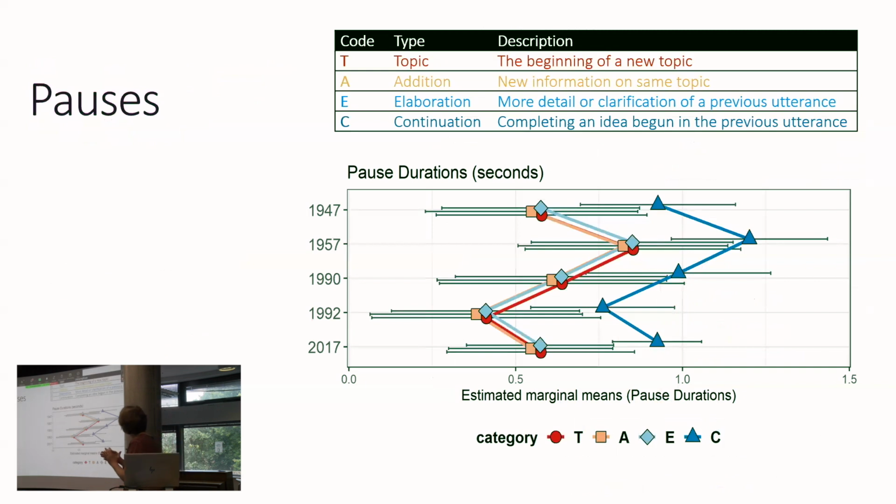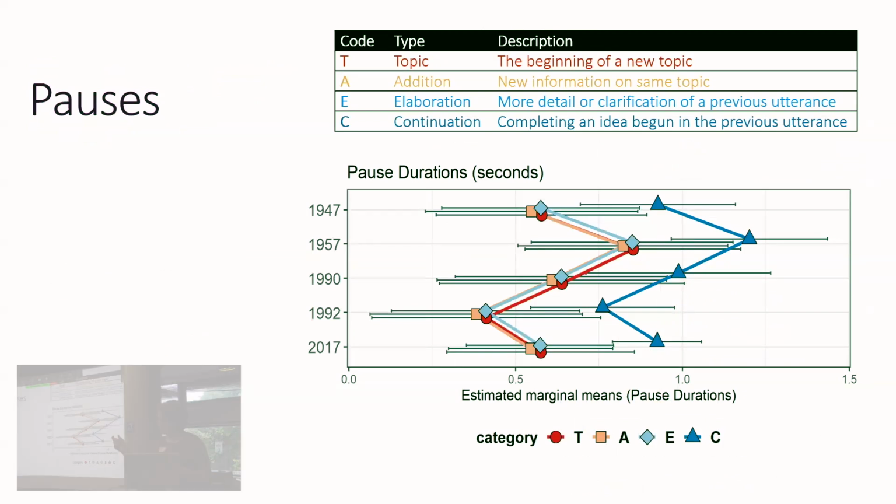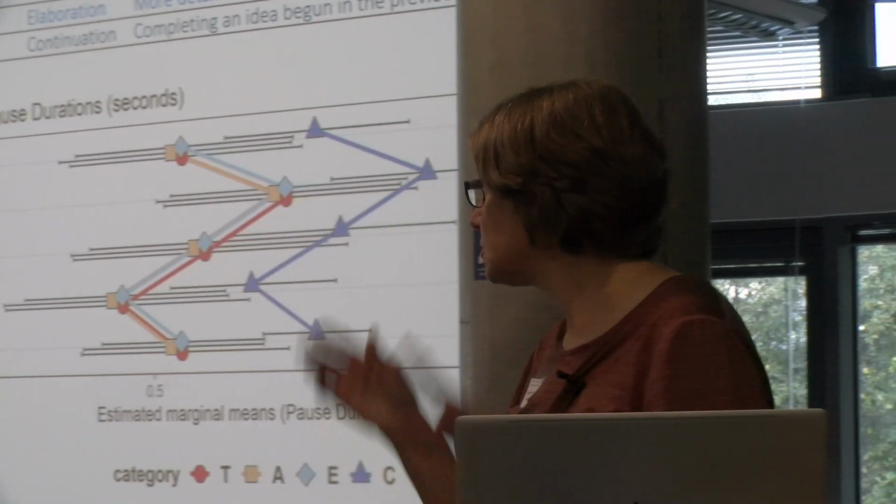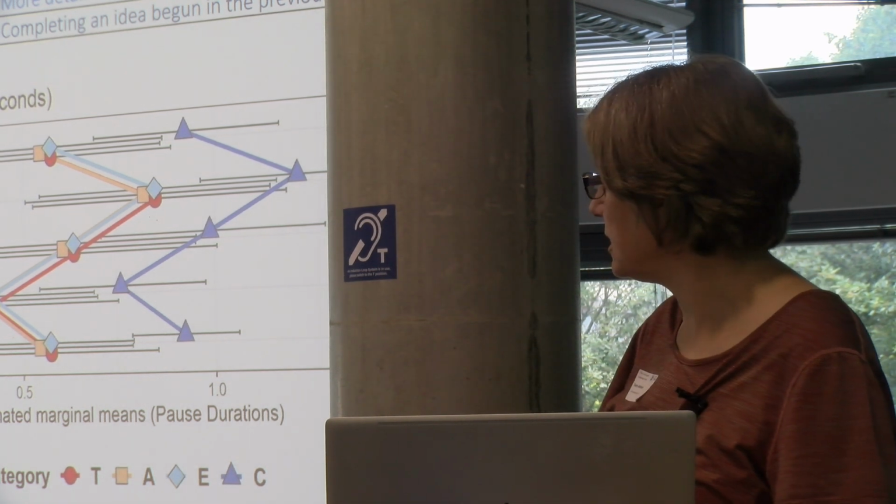And then last but not least, the pauses. So this is the length of the pause after each phrase. And she was really consistent. Again, these black lines are completely overlapping. There's no difference over time here at all. These look like big changes, but they're not. They're just small changes that aren't significantly different.